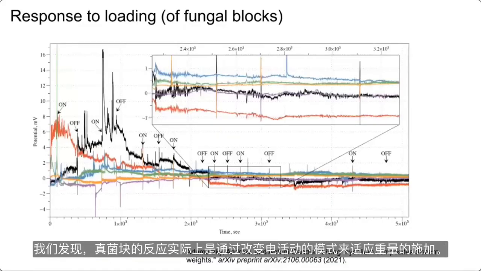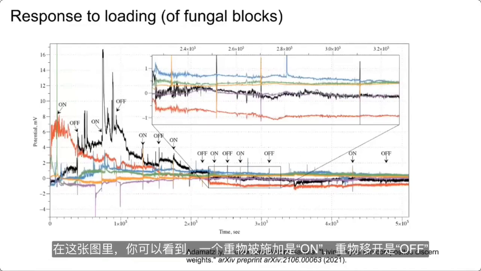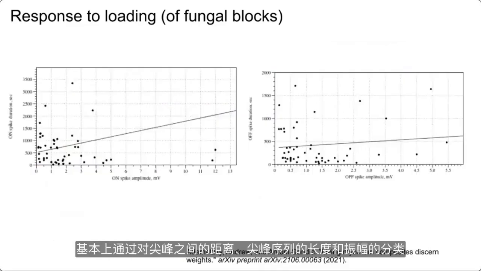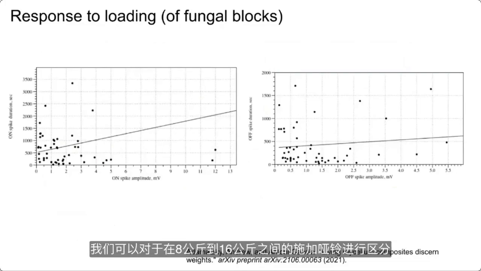We found that indeed fungal blocks respond excellently to the application of weight by changing patterns of electrical activity. On the slide, you can see an example when weight is applied and when the weight is removed. So basically by classification of the distance between spikes, length of train of spikes and amplitudes, we can separate between weights which have been applied to the fungal block, between 8 kilo and 16 kilo.